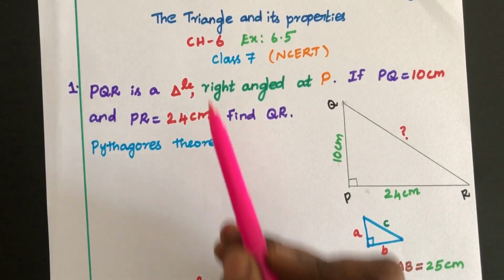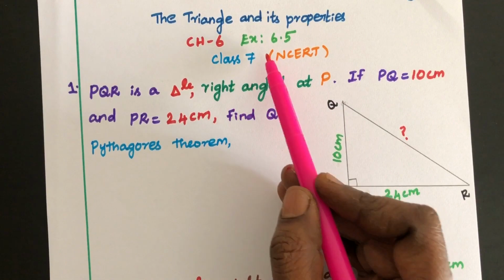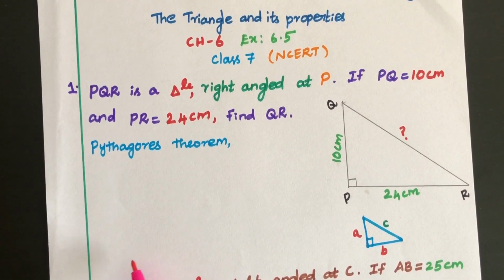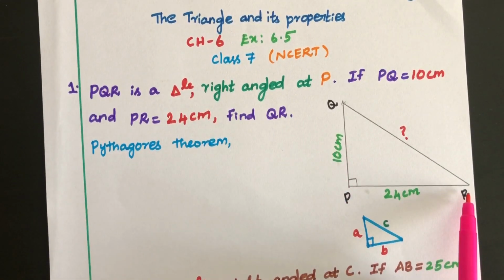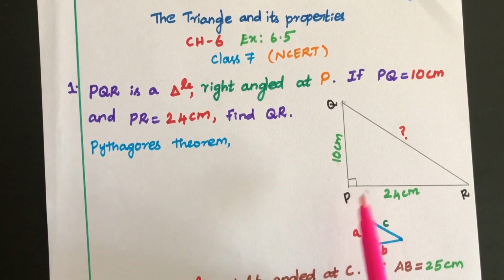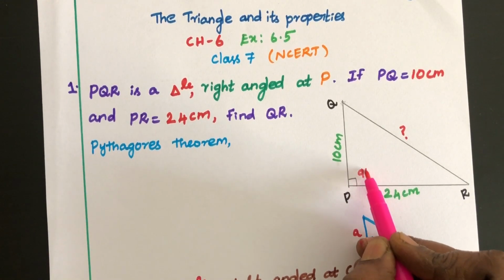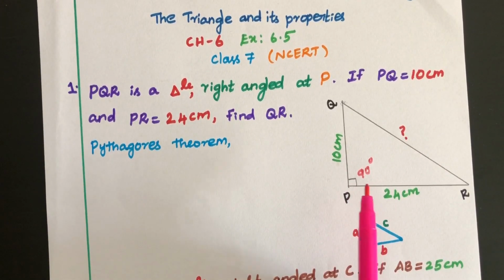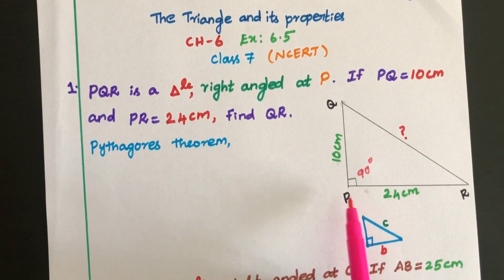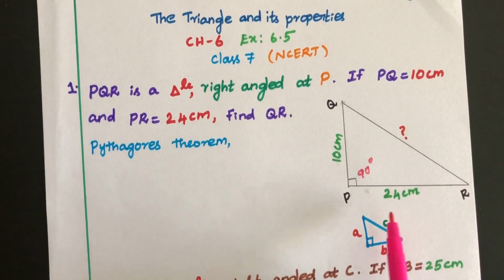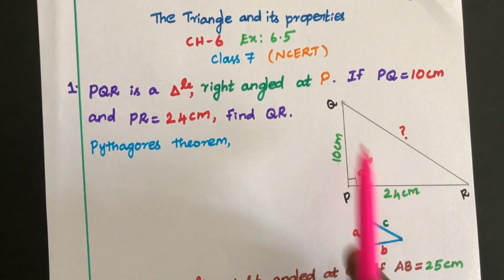Today we are going to learn the triangle and its properties, chapter 6, exercise 6.5 for class 7. First question. PQR is a triangle, right angled at P. Right angled at P means at P a 90-degree angle will form. Always keep it in mind. Where is it right angled? It is right angled at P, so P will come here. Keep it in mind. If PQ is equal to 10 centimeter and PR is equal to 24 centimeter, find QR.